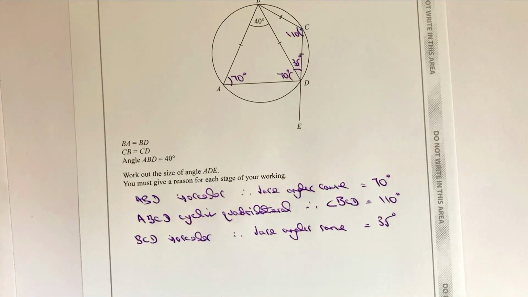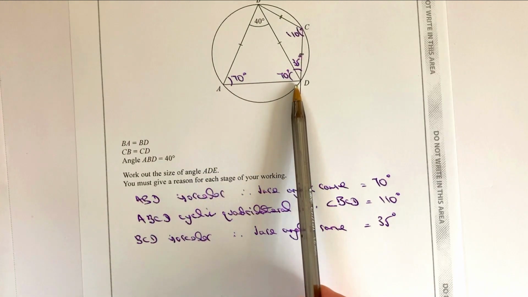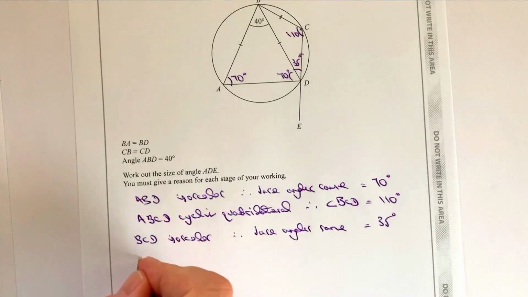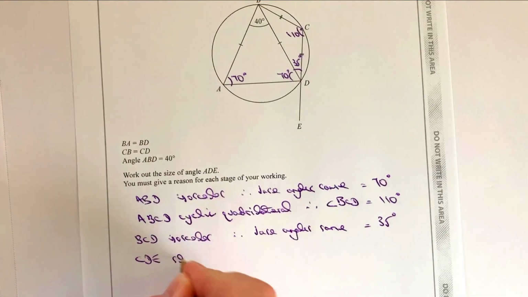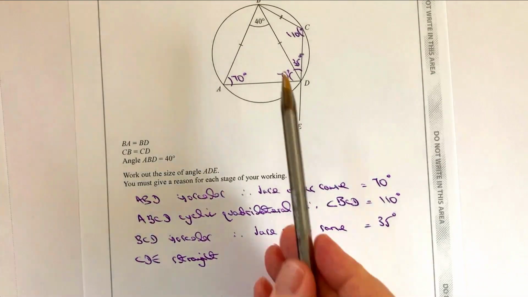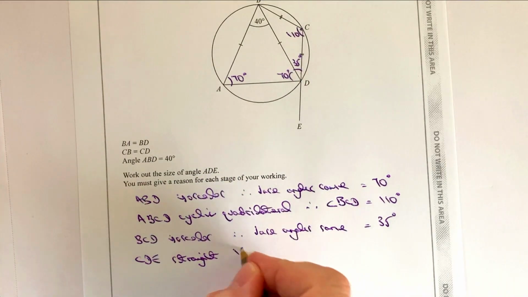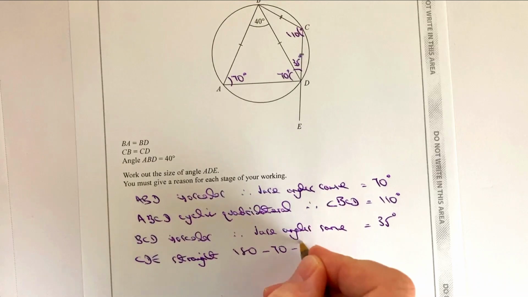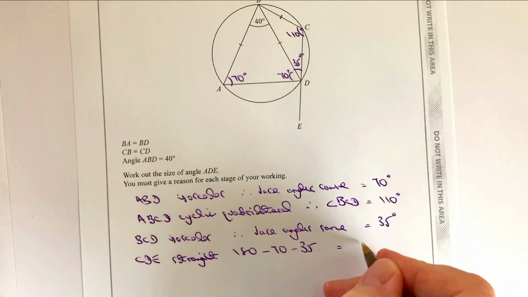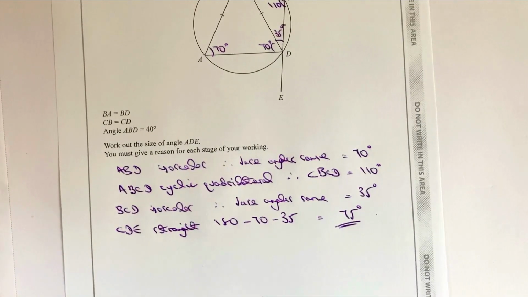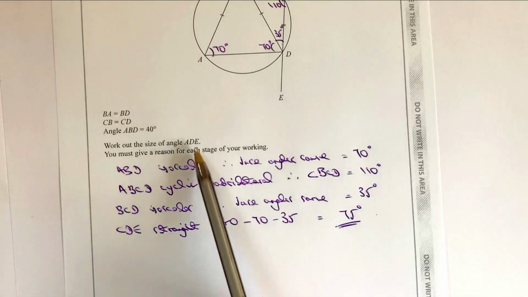Okay, so we're in a position now. We're being asked in the question to work out this angle here, which is angle ADE. Well, CDE is a straight line, and because of that, we know we've got a couple of angles that we can use. We've got this one 35 and this one 70, so we do 180 minus 70 minus 35, so the answer is going to be 75 degrees, which is the angle ADE as it is in the question.